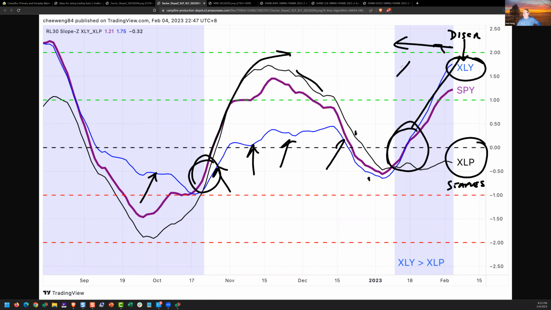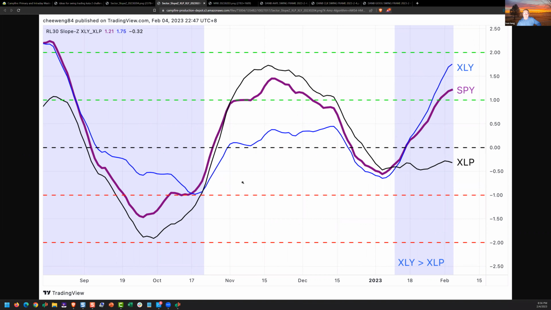You combine that with the idea of XLK tech and consumer discretionary pulling the market north. So this is really a moment of growth on, risk on opportunities. So we'll keep that in mind.